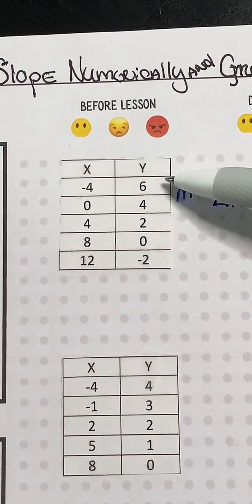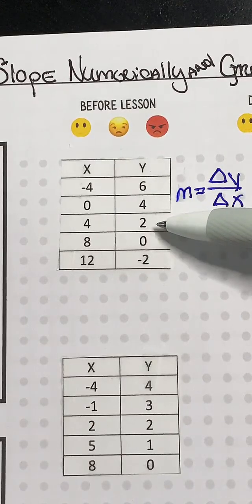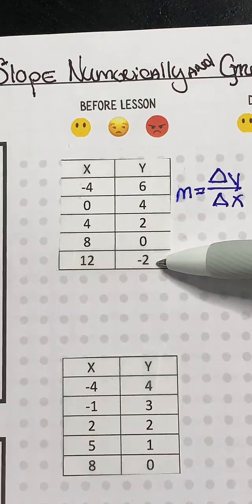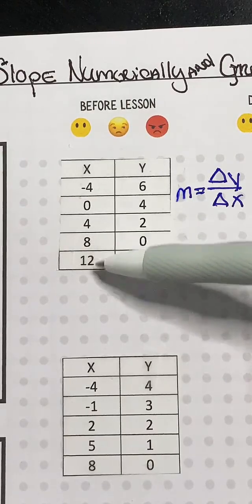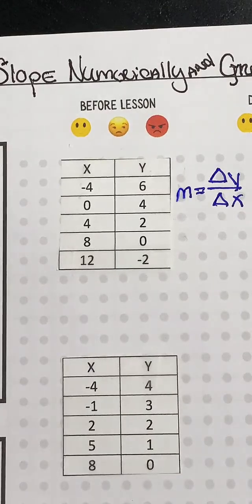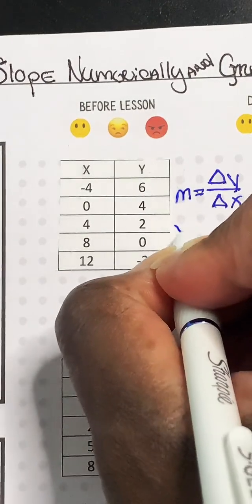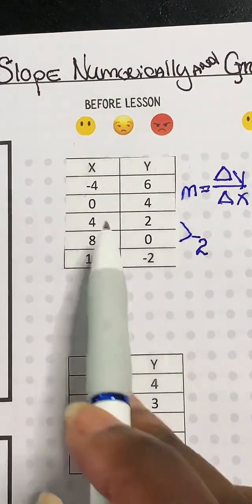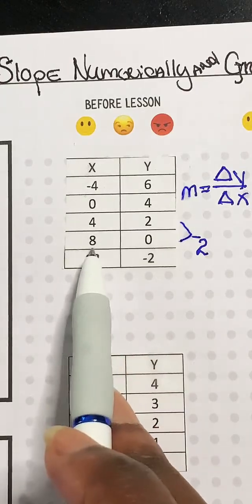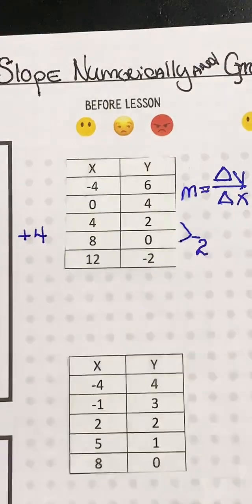So we need to take a look at the pattern of our y's. From 6 to 4, 4 to 2, 2 to 0, 0 to -2. So there's a pattern there. And then the pattern of our x's from -4, 0, 4, 8, and 12. The pattern of my y's is going down by 2, so I'm going to have a -2 here. For my x's, I went from -4 to 0 to 4 to 8 to 12. This pattern is going up by 4.